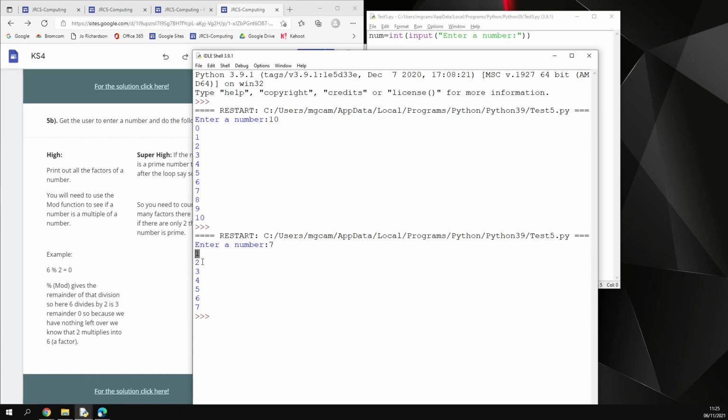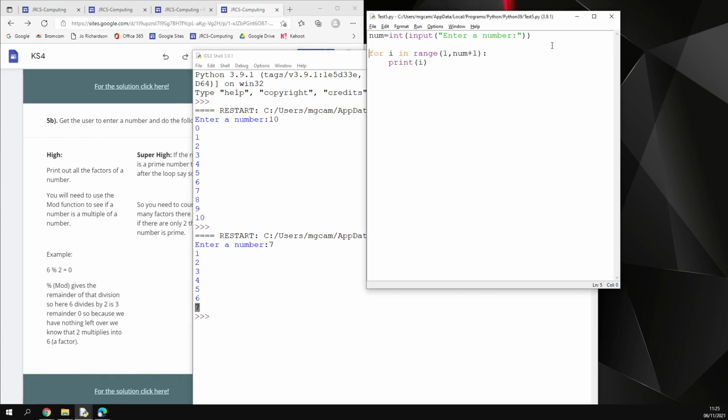Now what we need to do is check if each of these multiplies into 7. If it does, then obviously it's a factor. So what we do is we go if num mod I is equal to 0, that means there's no remainders. If we divide the number by I and we get no remainders, and that's what mod gives me, it gives me how many would be left over if this was a division. So for example, 9 mod 4 is equal to 1, because if I divide 9 by 4, I'm going to get 2 remainder 1.